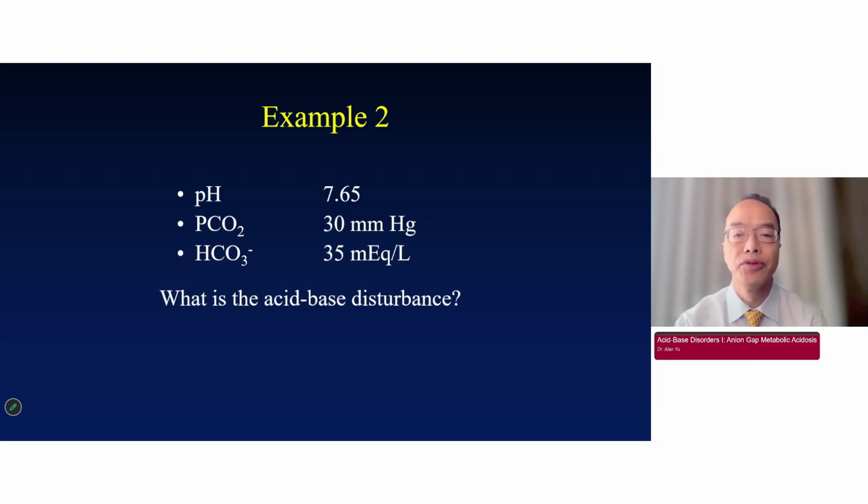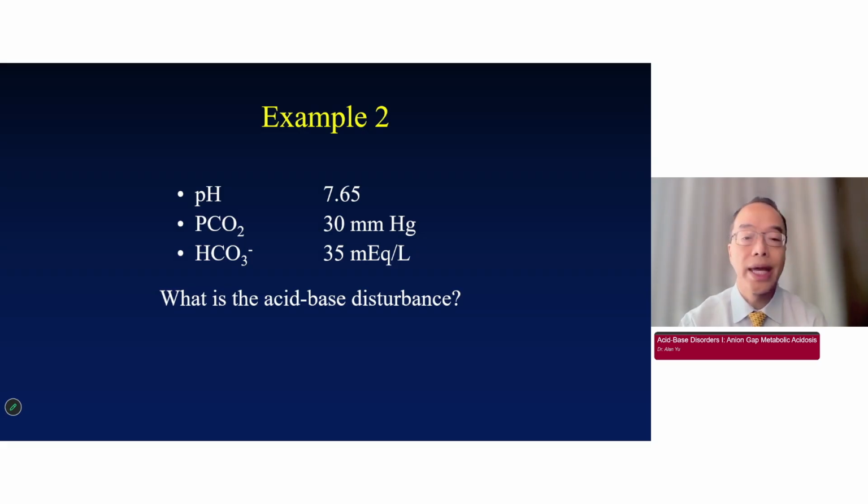Here's another example. The pH is elevated to 7.65, an alkalemia. We're looking at the PCO2 to see if it's reduced, a respiratory alkalosis, and indeed it is. So this would be consistent with a primary respiratory alkalosis. We look at the bicarbonate to see if it is elevated to suggest a metabolic alkalosis, and it is also elevated at 35. And now you might be asking, well, which is it?